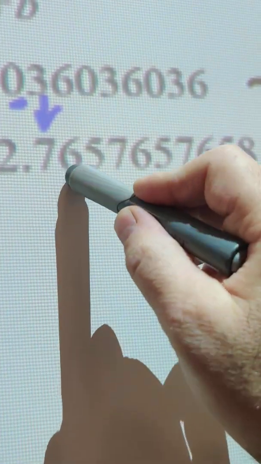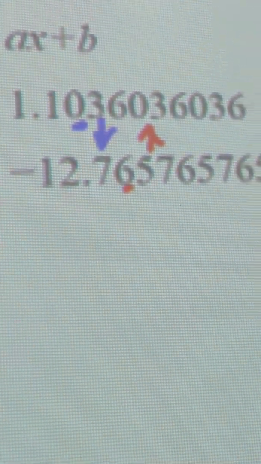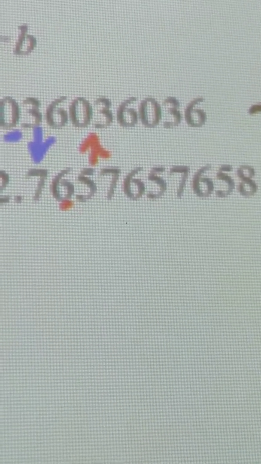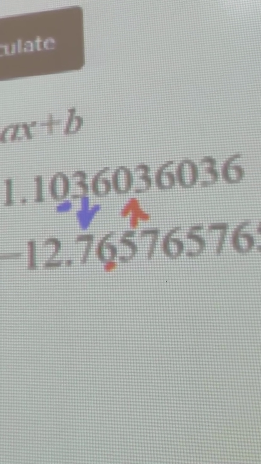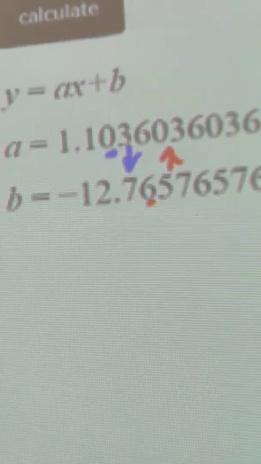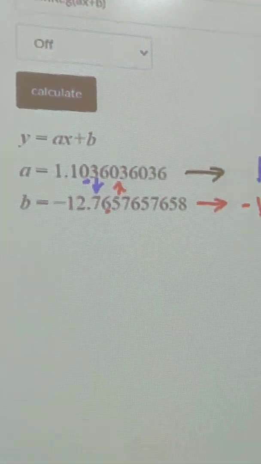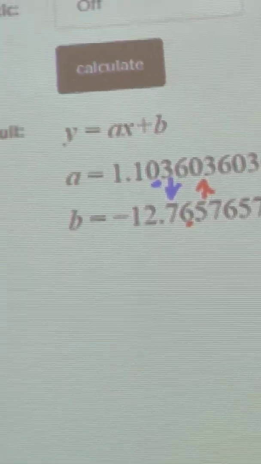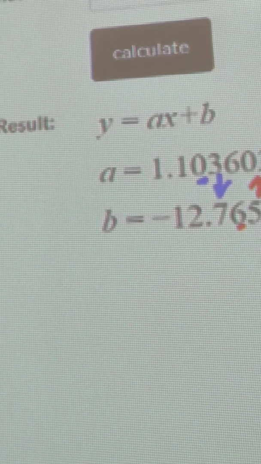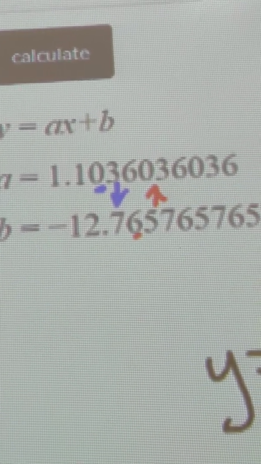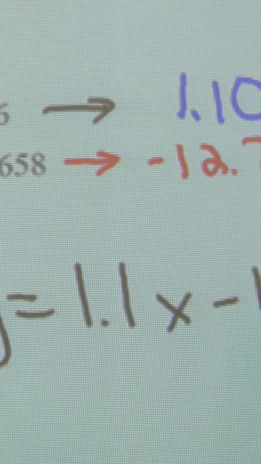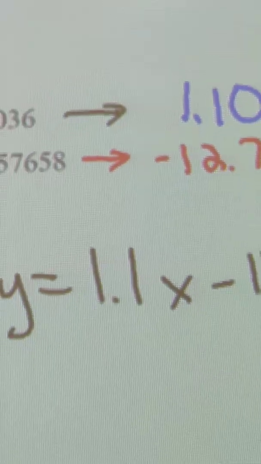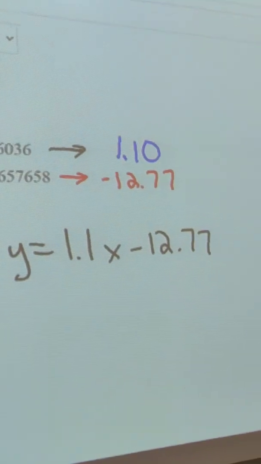This, same deal, this is the hundredth right there. The 5 is driving it up. So that 6 is going to change to a 7. It becomes negative 12.77. So that's our a and our b. So our equation is going to be y equals 1.1x minus 12.77. All right, so that's our equation.